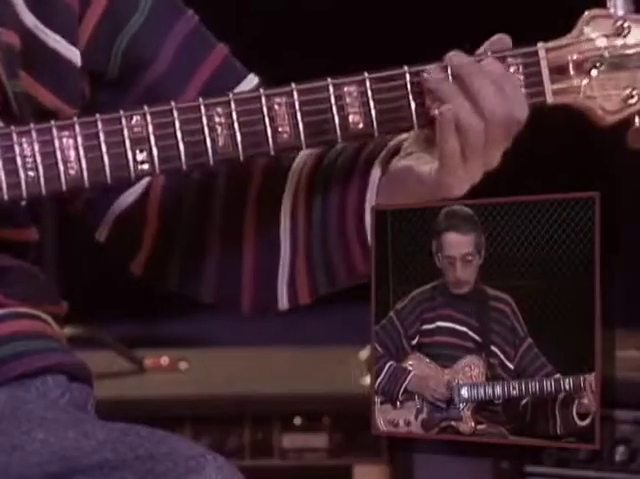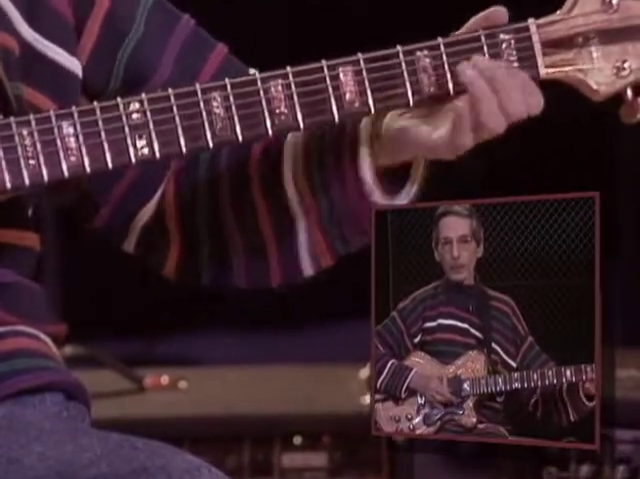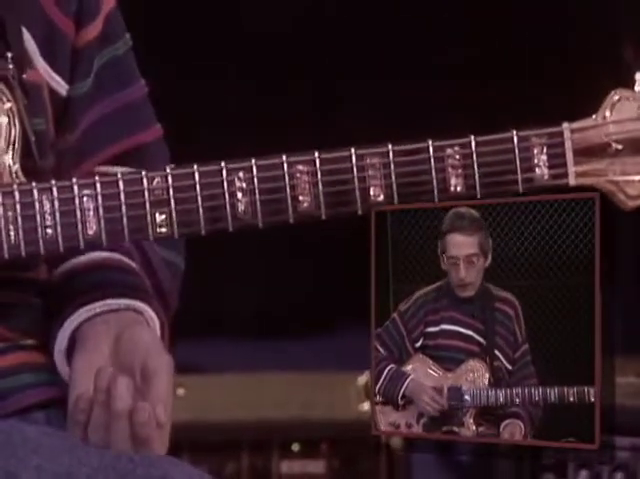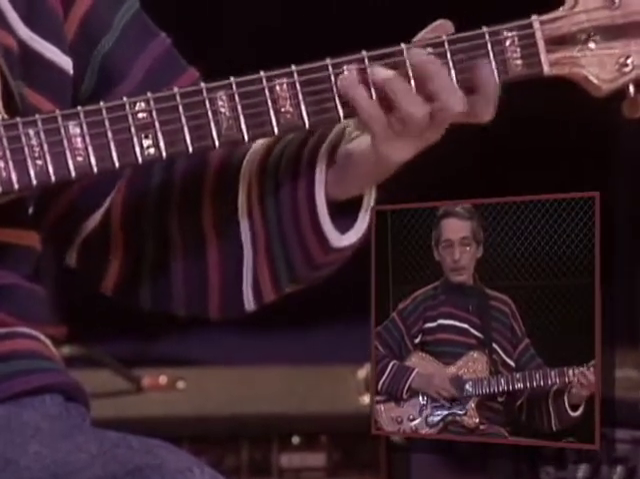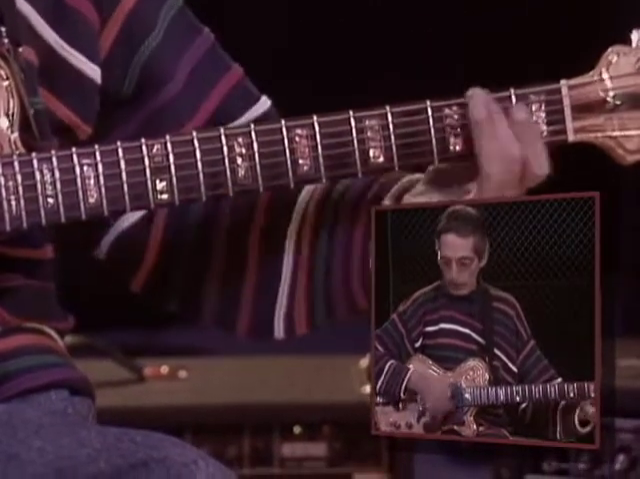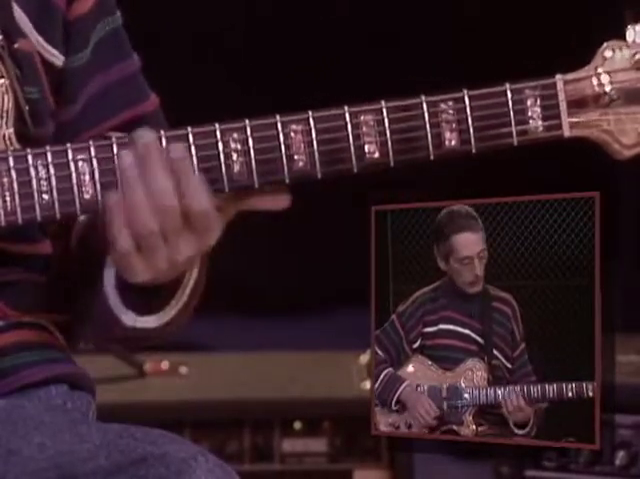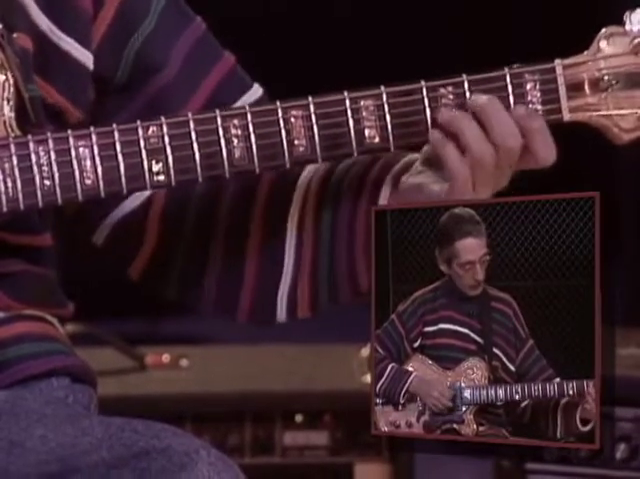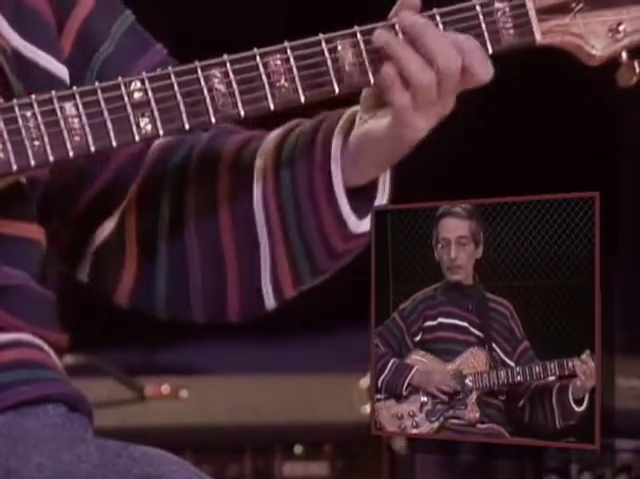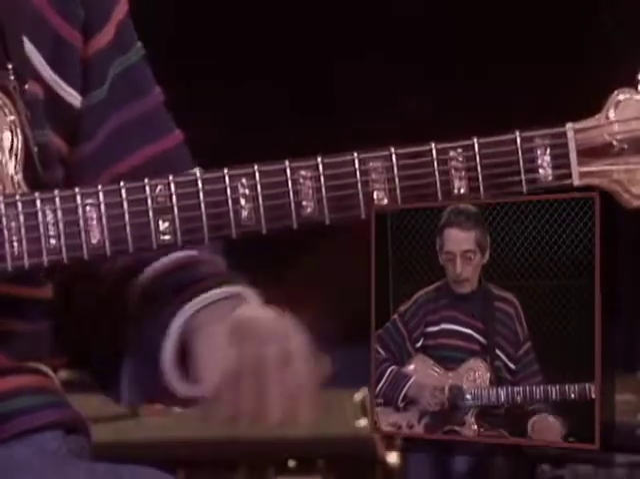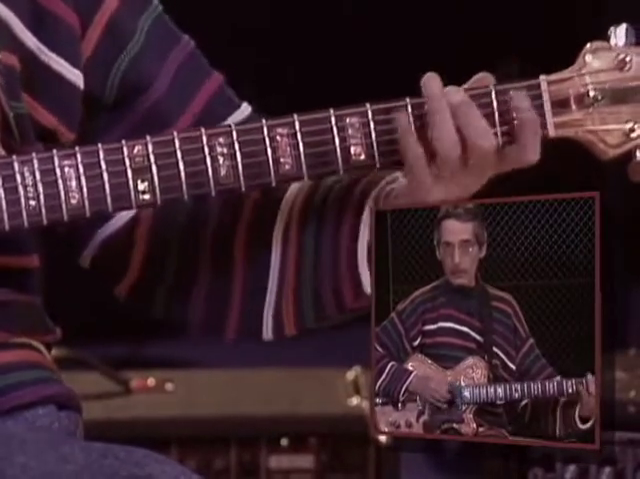E flat 7th would be here. The next one would be A 7th. The next one, C 7th. The next one, G flat 7th.